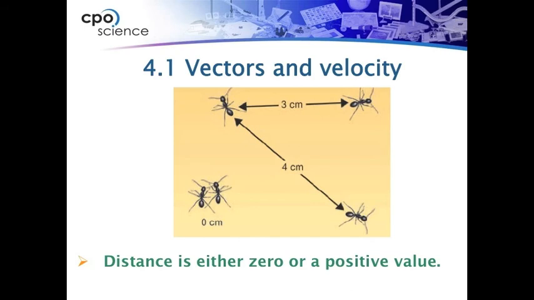Now, distance, as we've said before, distance is only going to be either a 0 value or a positive value. So the ant moving around, you can see in the bottom left, not moving has a distance of 0. The ant moves up to the left, 4 centimeters, to the right, 3 centimeters. It's only how far. You're just saying how far the ant's going from one spot to the next. So these are something known as scalar and vector quantities.